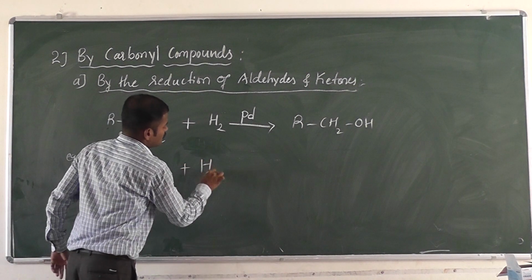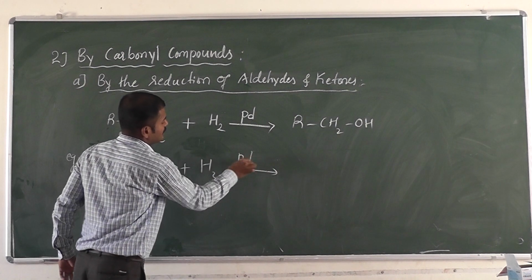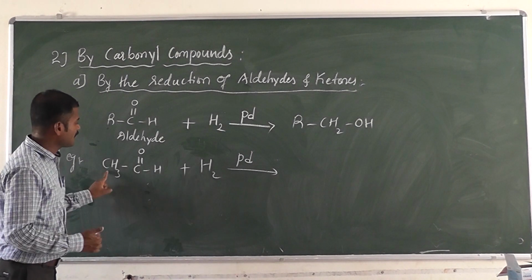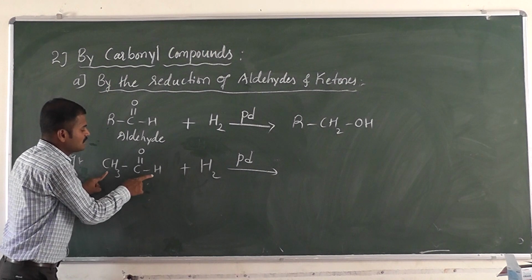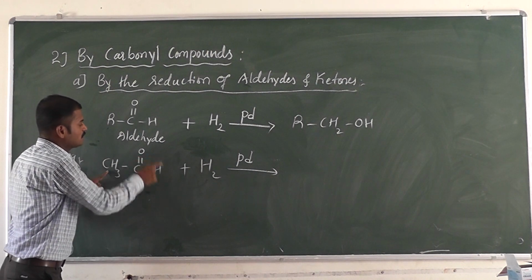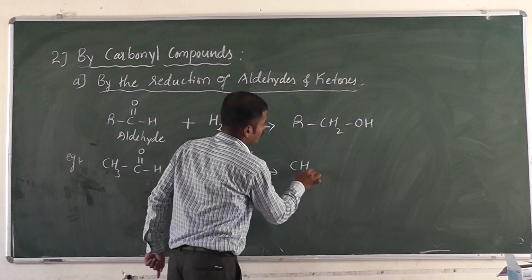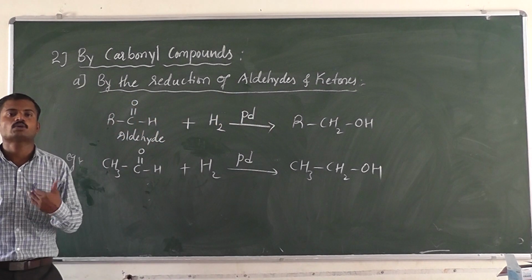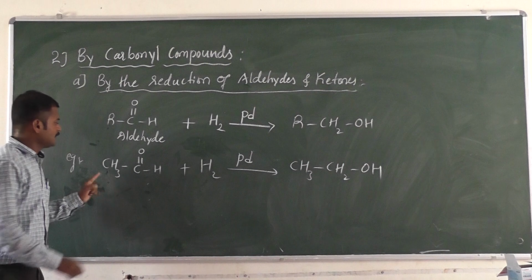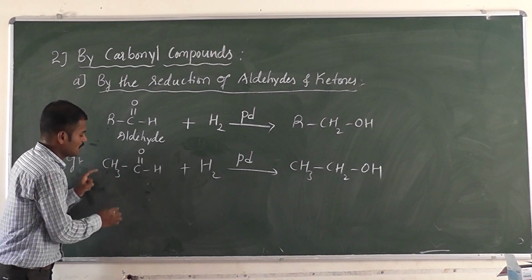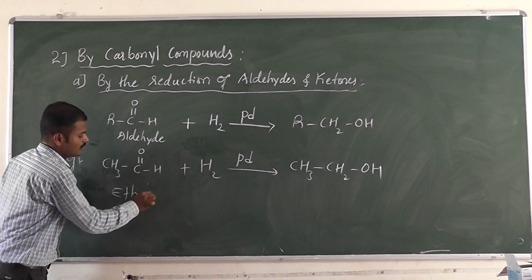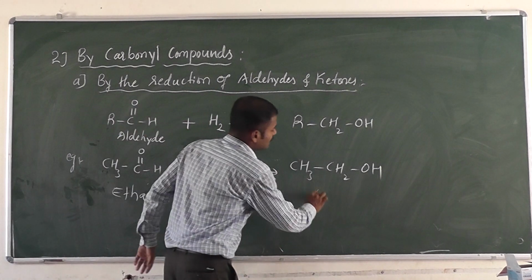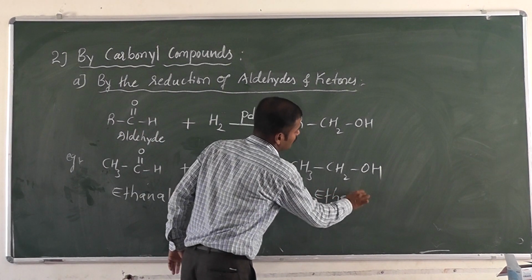In the presence of hydrogen and palladium as catalyst, the aldehyde undergoes reduction. CH3 stays as it is, two hydrogens are added, one hydrogen on the carbon, forming CH2 along with OH. So there is a formation of CH3CH2OH. This is ethyl alcohol, called ethanol. There are two carbon atoms, therefore it is called ethanol.